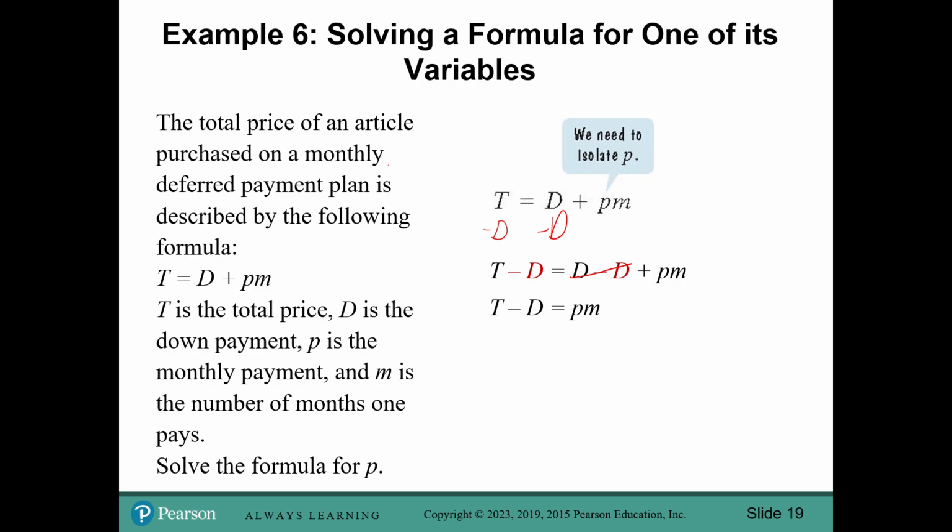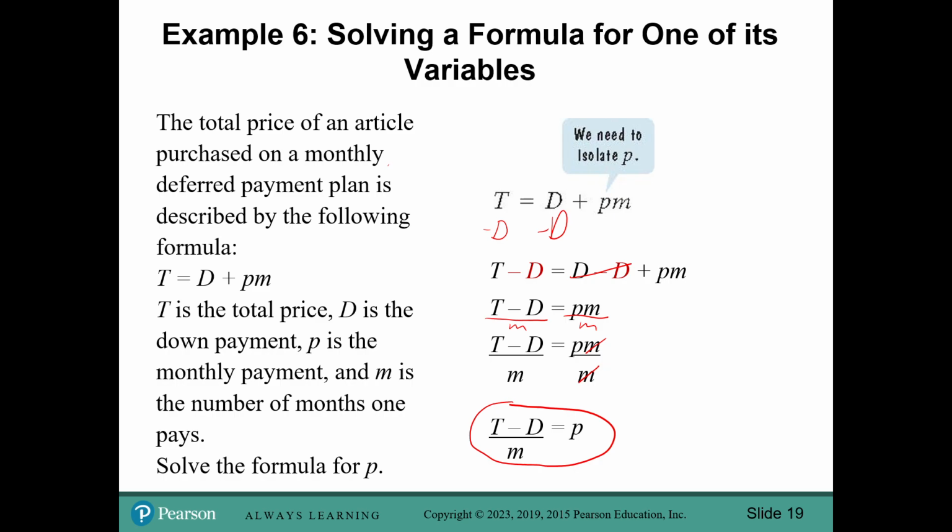Still need to isolate the P. Gonna need to divide by M in order to do that. So if I divide by M here, I need to do it on the other side. Alright, that M's going to cancel that M. And then I'm going to be left with T minus D over M equals P. And I have solved and isolated for that P. And I have my answer. So T minus D over M equals P. P, once again, is the monthly payment. So P will be what we're paying monthly in this proposed formula.